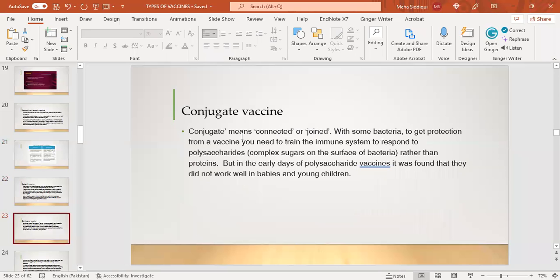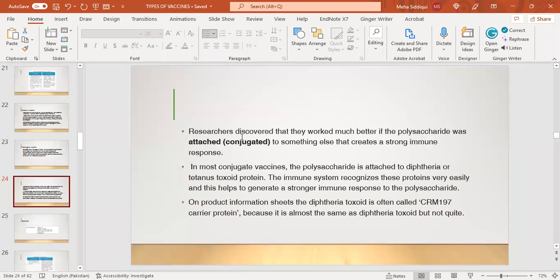Conjugate vaccine. Conjugate means connected or joined with some bacteria. To get protection from a vaccine, we need to train the immune system to respond to polysaccharides. But in the early days of polysaccharide vaccines, it was found that they did not work well in babies and young children. So researchers discovered that they work much better if the polysaccharide is attached or conjugated to something else that creates a strong immune response. In most conjugate vaccines, the polysaccharide is attached to diphtheria or tetanus toxoid protein. The immune system recognizes these proteins very easily, and this helps to generate a stronger immune response to the polysaccharides.